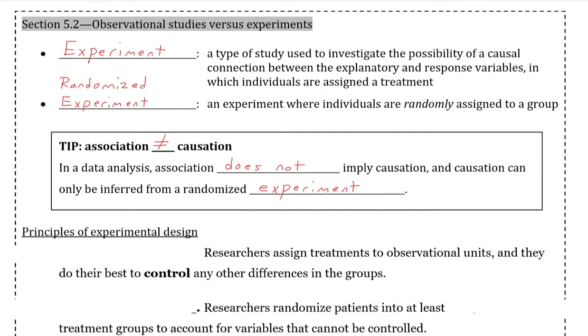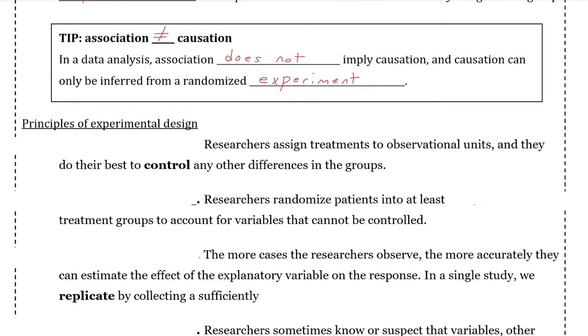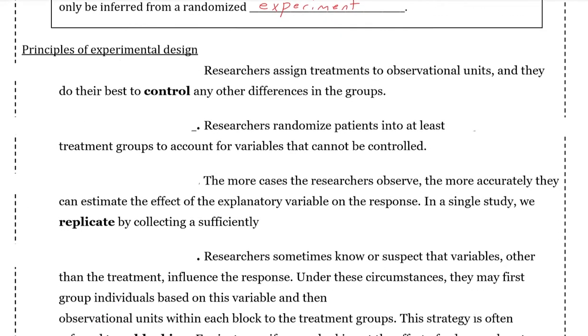However, when constructing an experiment, there are four primary principles of experimental design that should exist in all good experiments to some degree.